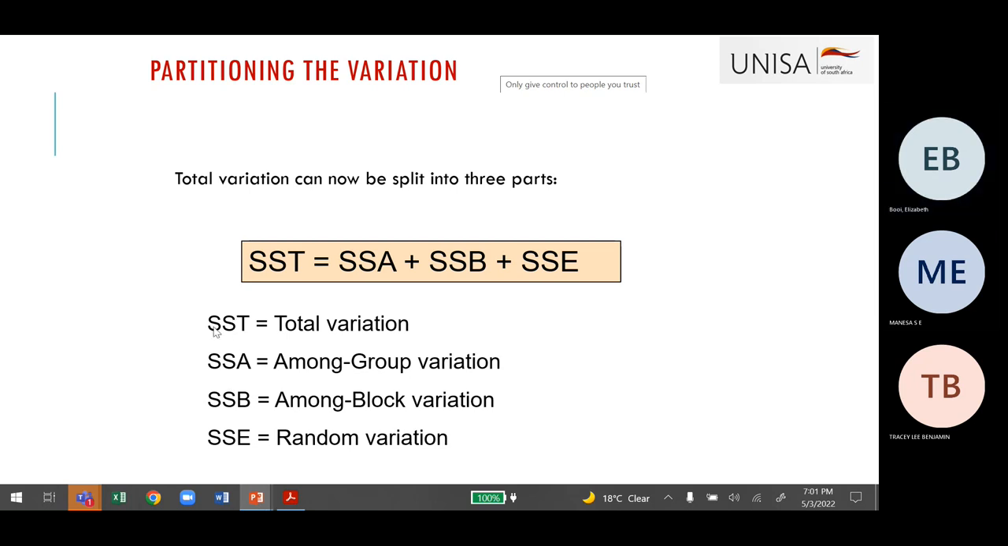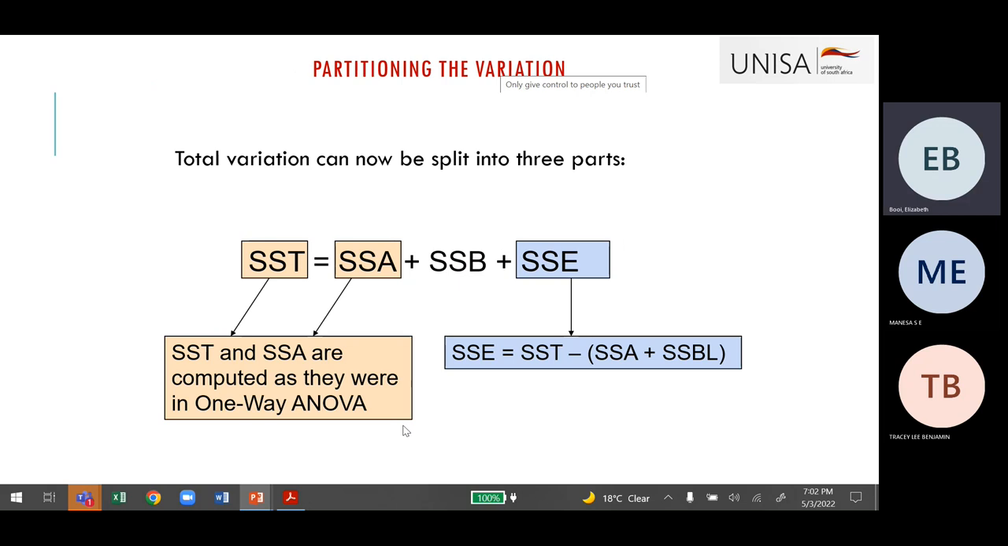Because we're adding another level, we are going to split the total variation into three, to accommodate the blocks. So we're going to say our sum of squares total, or the total variation, is given by the variation among the groups, the variation among the blocks, and the errors. We have used SST, SSA, and SSE before, and we know that SSE is SST minus SSA. Now, because we do have the block, we need to take that into consideration. The formulas for SST and SSA stay as is, and we only need to adjust when we calculate SSE. We need to accommodate the block, so instead of just saying SSE is SST minus SSA, we say SSE is SST minus SSA minus SSB, which is for the block.